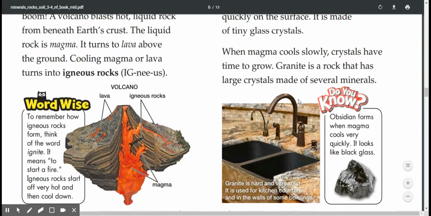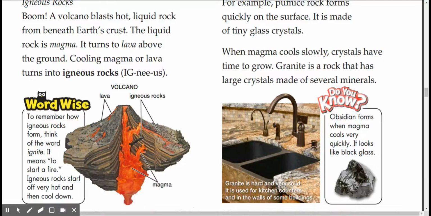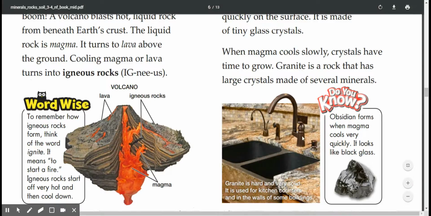Now, when the magma cools slowly, there is time for the crystals to grow. Granite is an example of that. If you look at granite, you can actually see some of the crystals in the pattern. Granite is hard and very solid. It's used for kitchen counters and in the walls of some buildings.